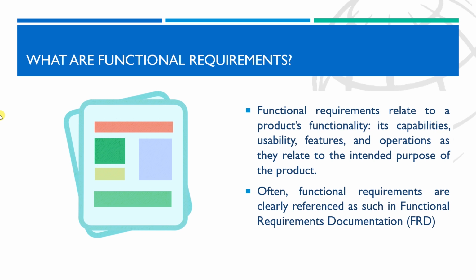Functional requirements relate to a product's functionality, its capabilities, usability, features, and operation as they relate to the intended purpose of the product. Often, functional requirements are clearly referenced as such in functional requirements documentation, while a statement of work outlines the high-level goals and requirements of the desired product, and functional requirement documentation provides a more in-depth elaboration of these requirements, which are gathered from project kickoff until a project begins production.